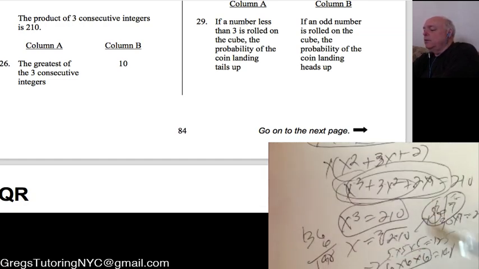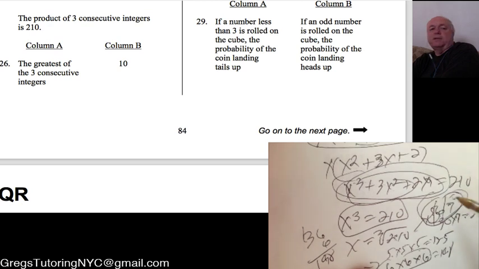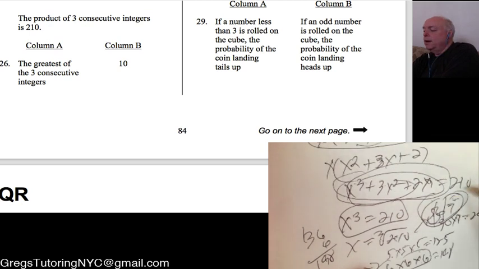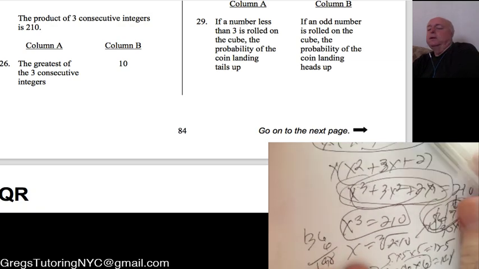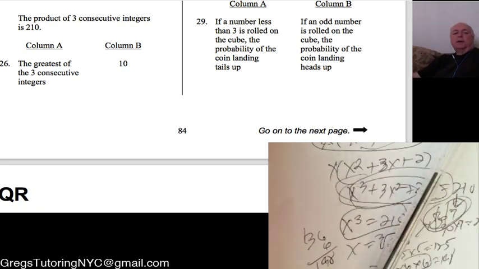So in any event, we figure out the answers are 5, 6, and 7. And the greatest of that is 7. So 7 is definitely less than 10. So this is kind of a cute one. Of course, the SHSAT won't give this column A and B thing, but it'll change the question to some other form where it would match up.